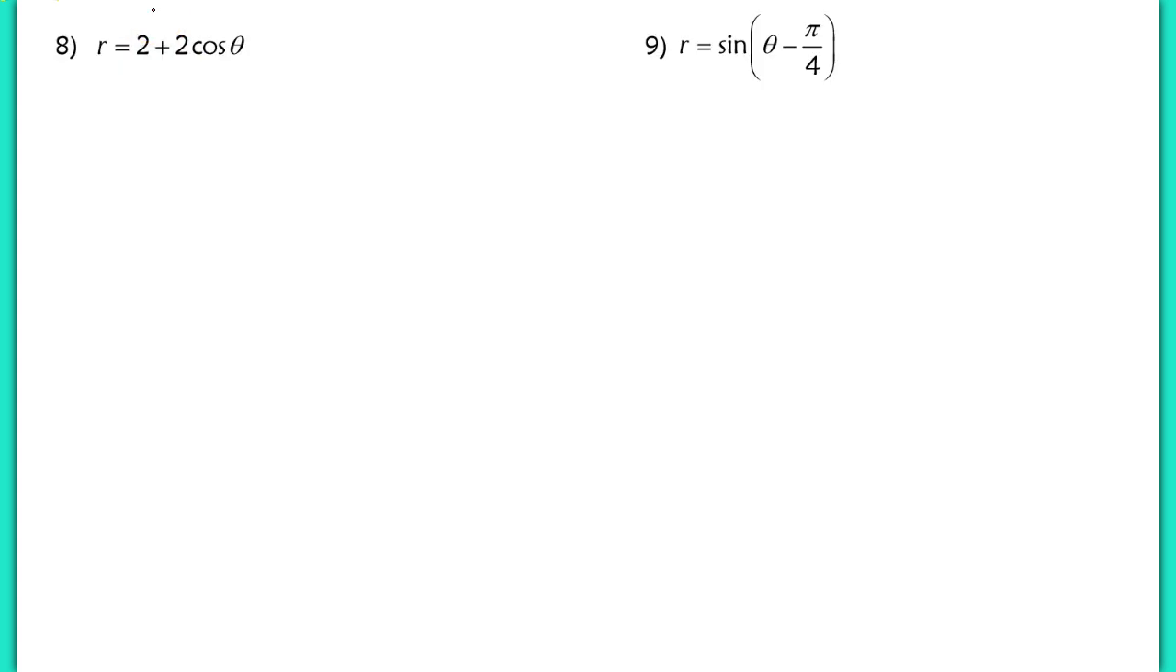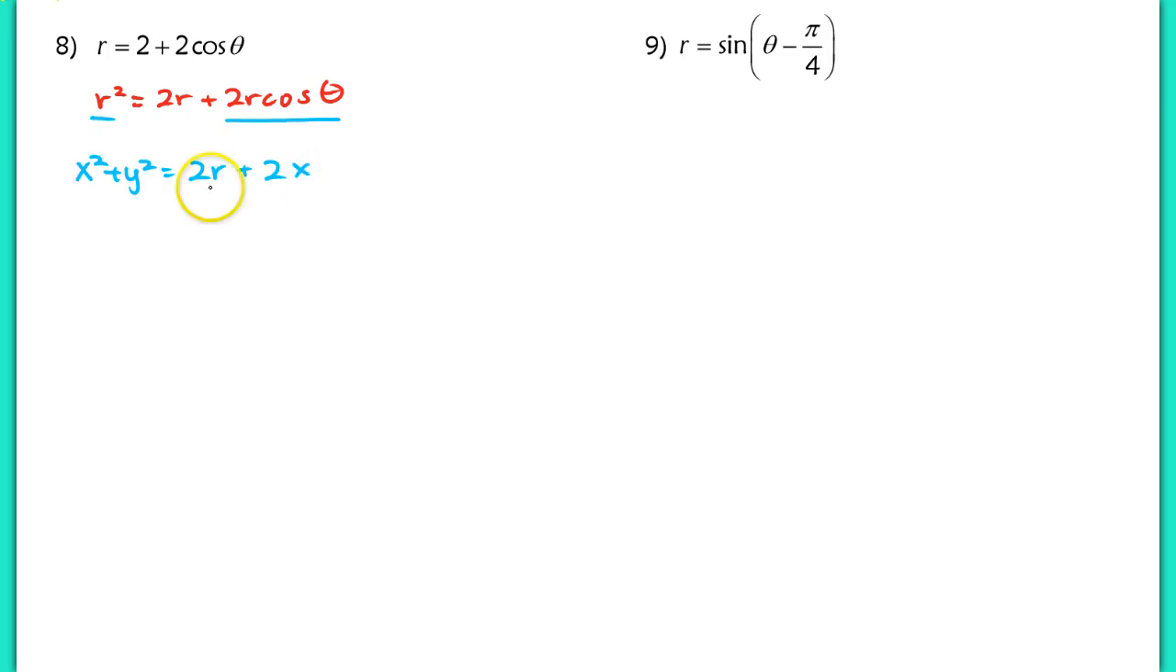Now example 8 is pretty similar to number 7 because I see cosine theta and the r here, but they're not together. So in order to introduce another r on the right-hand side, I'm going to multiply by r on both sides of the equation. So I end up with r squared equaling 2r plus 2r times the cosine of theta. Now I can make some easy direct substitutions here. This is going to give me x squared plus y squared equaling 2r plus 2x.